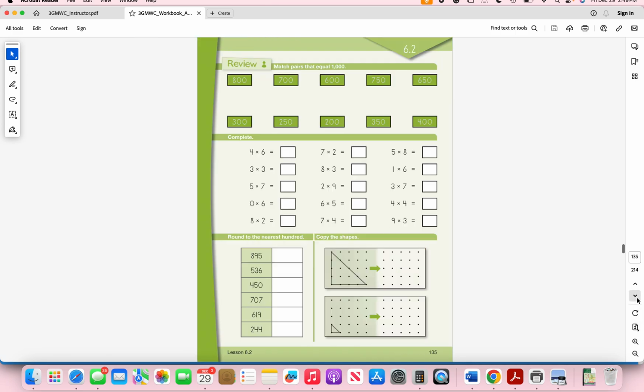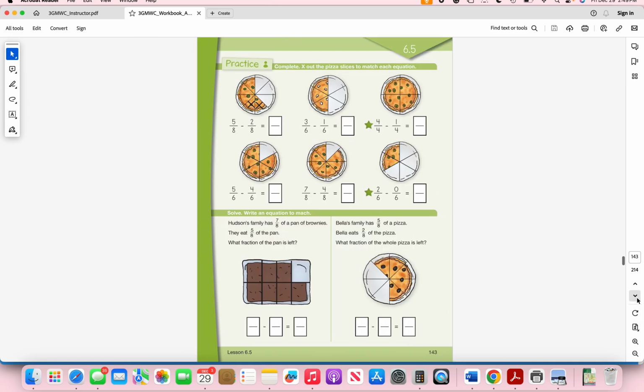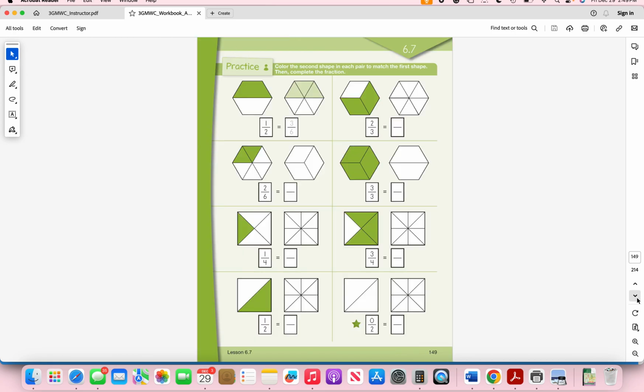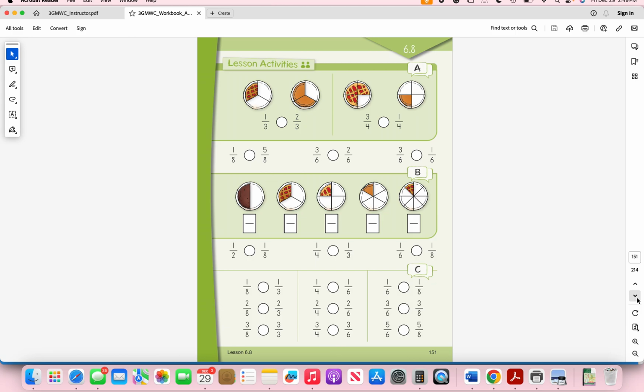And yeah, so I absolutely love Math with Confidence. You guys know that. Check out my other videos on Math with Confidence if you want to see the other levels. And like I said, my plan is to continue to use this with my school all the way up through sixth grade as they come out with the new levels.